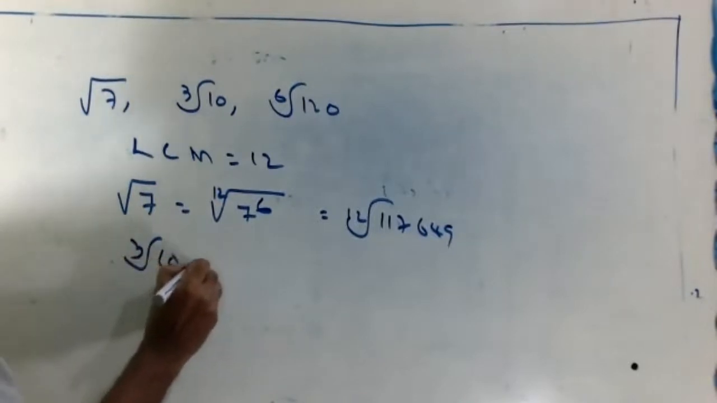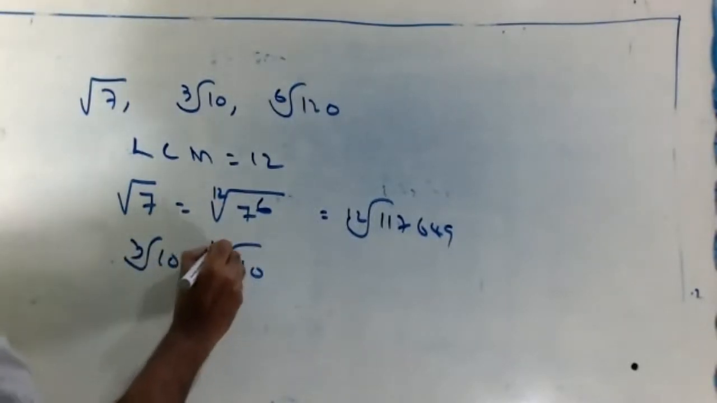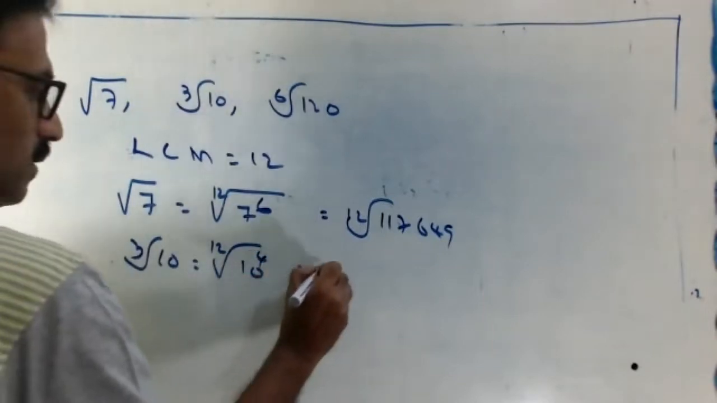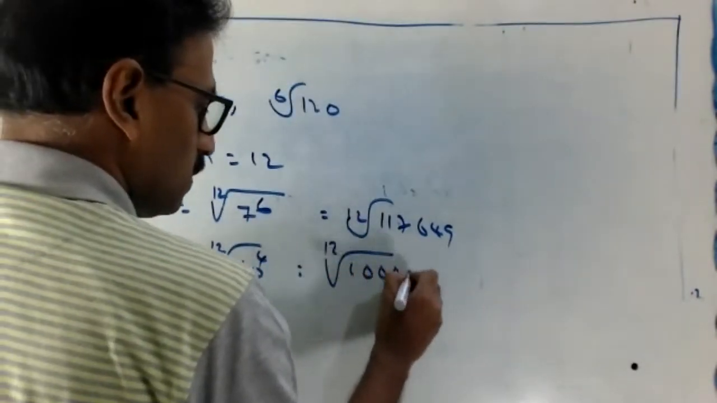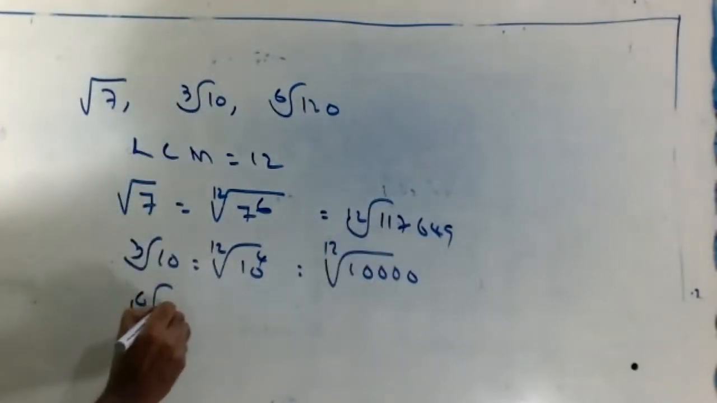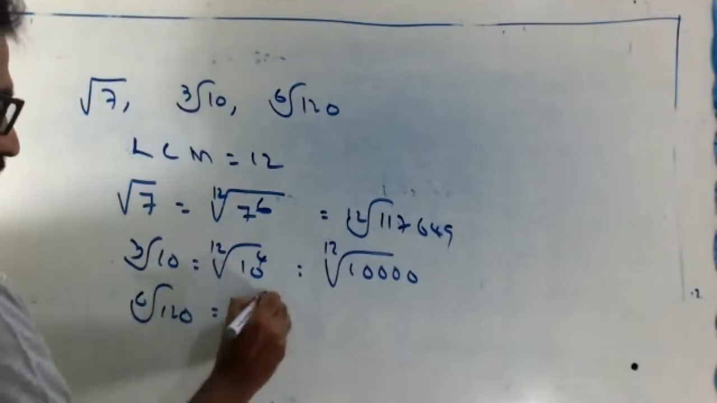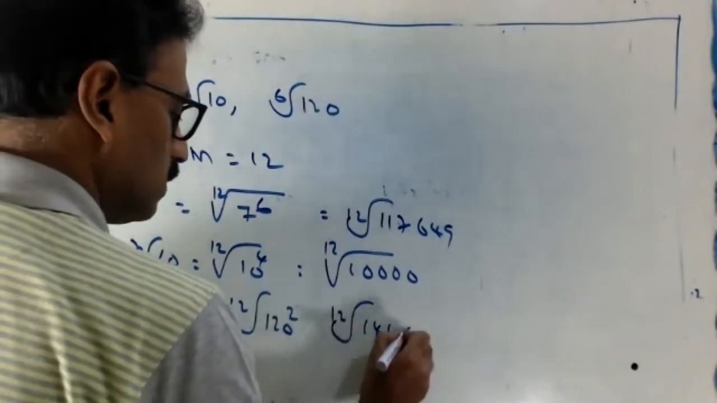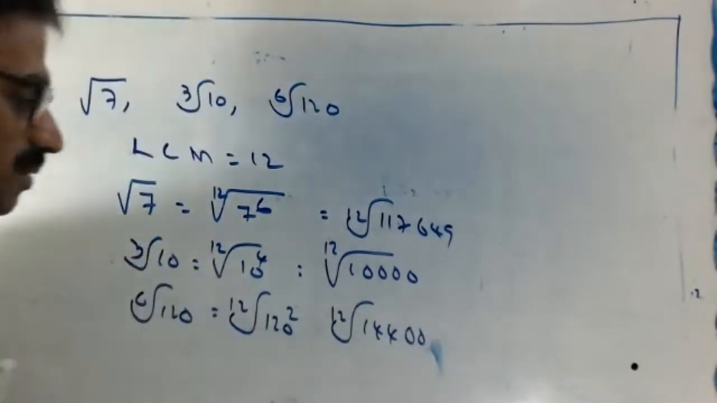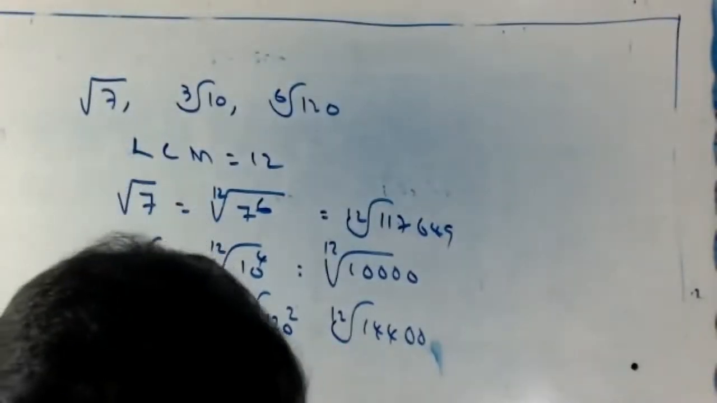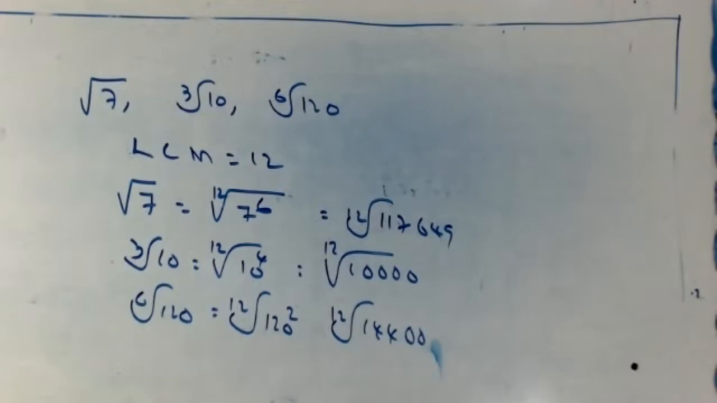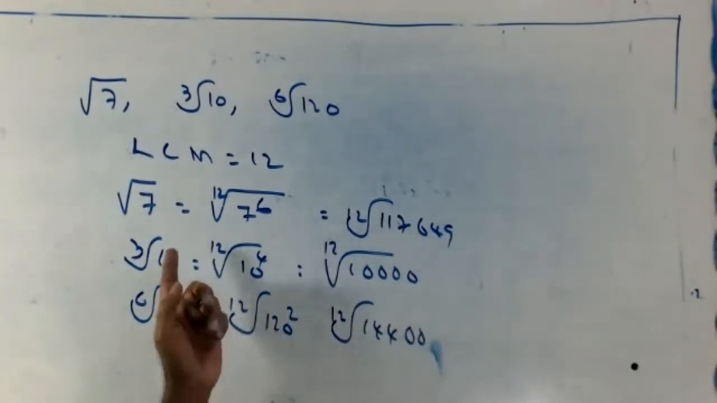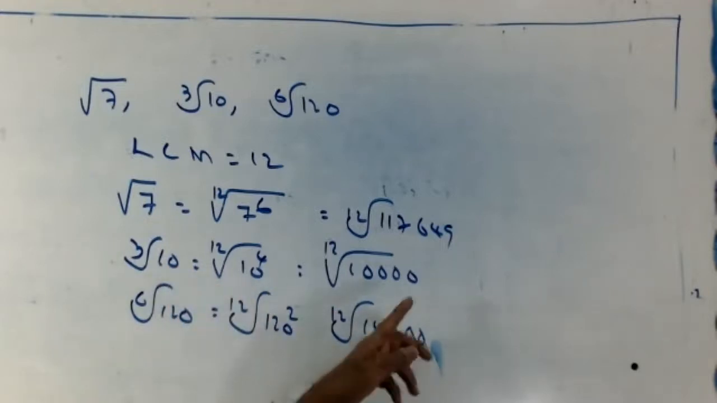Cube root of 10: 12 here, 4 here. Okay, this I know. 12th root of 10 to the 4, 1 with 4 zeros. Okay. 6th root of 120: that is 12 here, 120 squared, 144 with 0, 0. How many zeros? 2 zeros. Correct or not? Okay, what is the order now? The order is cube root of 10 first, then this one and this one.